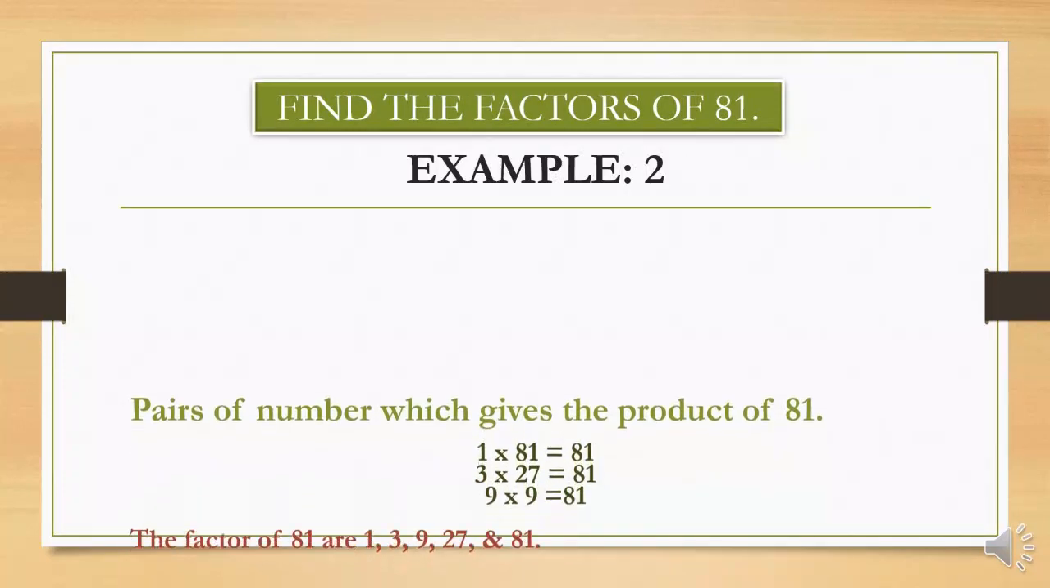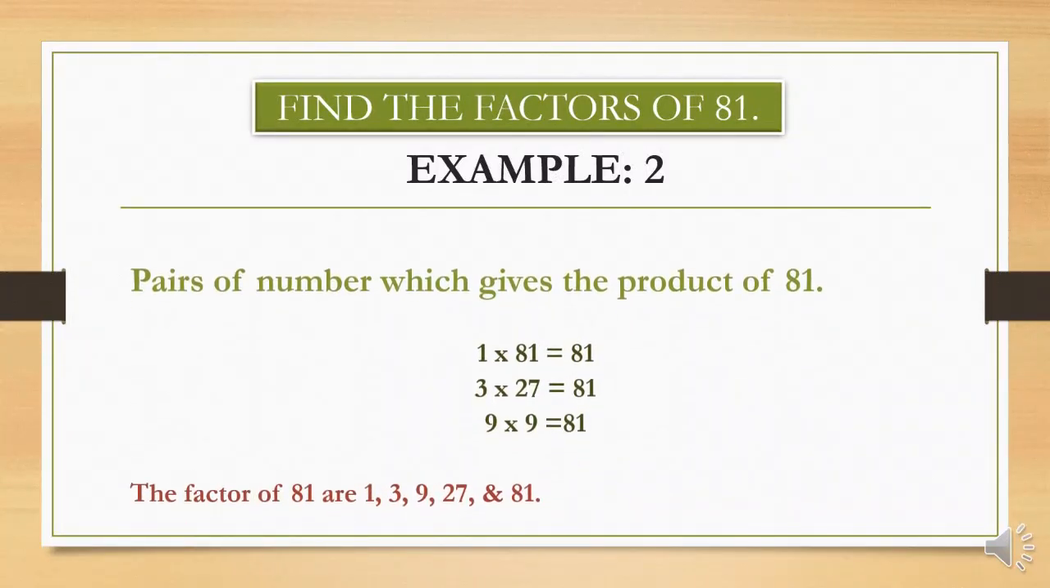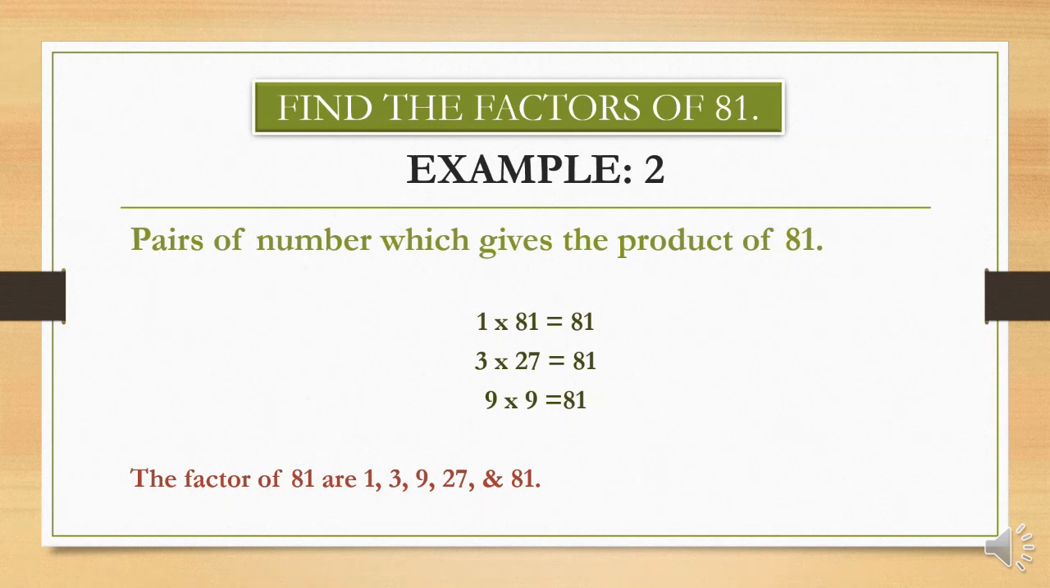Example number 2, let us find the factors of 81. The pairs of numbers which give the product of 81 are the factors. 1 into 81 is equal to 81. 3 into 27 is equal to 81. 9 into 9 is equal to 81. The factors of 81 are 1, 3, 9, 27 and 81.